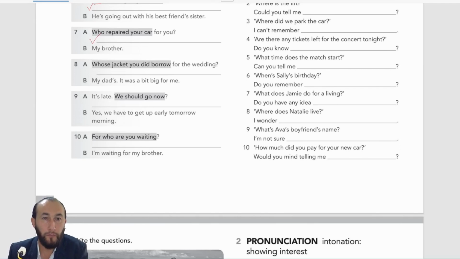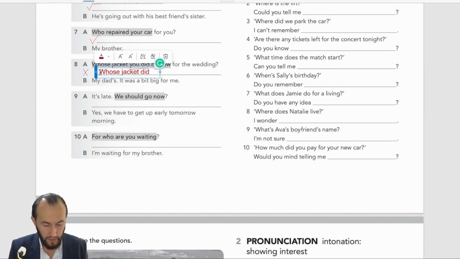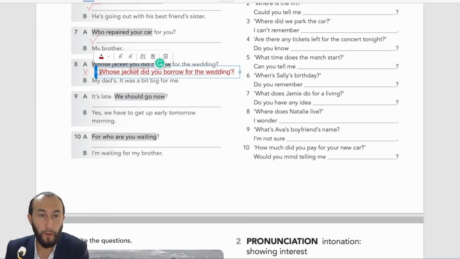Number 8, whose jacket you did borrow for the wedding? So that's a problem now because this is not a subject question. So whose jacket you did borrow? We need to put did before the subject, right? So whose jacket did you borrow? So we're going to put a cross here, right? And then we're going to write it down for you now. Whose jacket did you borrow for the wedding? Now that's perfectly okay.